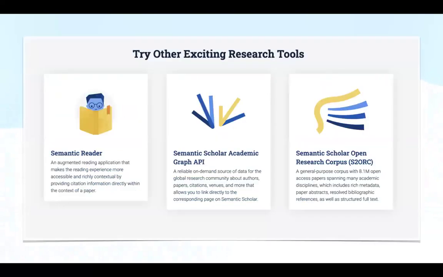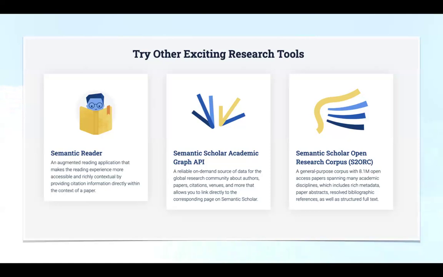Other things that they offer is Semantic Reader, like I just mentioned, that reading application that can help make what they call the reading experience more accessible and richly contextual. And they also provide citation information directly within the context of a paper. So I would find that very useful. The Semantic Scholar Academic Graph API.